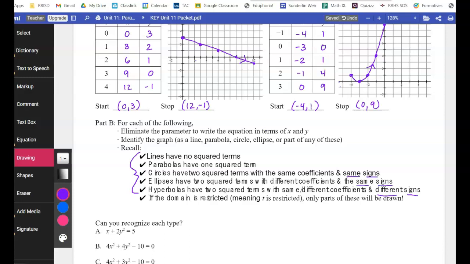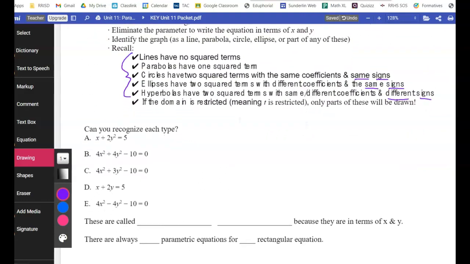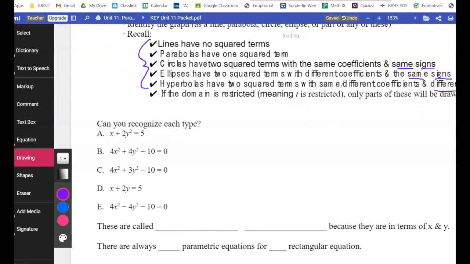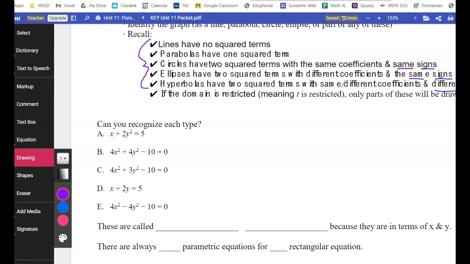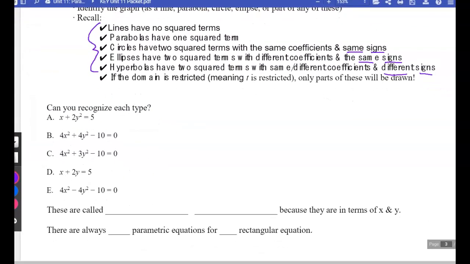So in order to practice this, first we're just going to look at these equations, and we're going to determine what type of shape they form. So, oh, my computer's dying. Hold on. Part A. What type of shape is that? Yes, that is a parabola. What about part B?